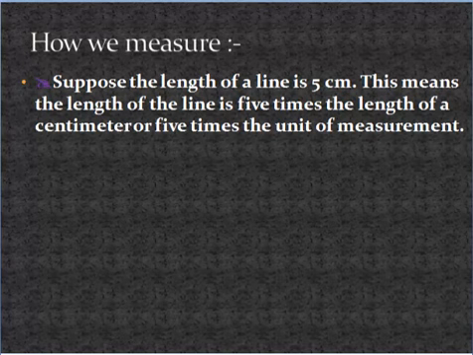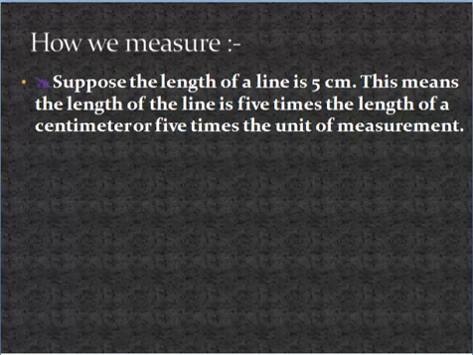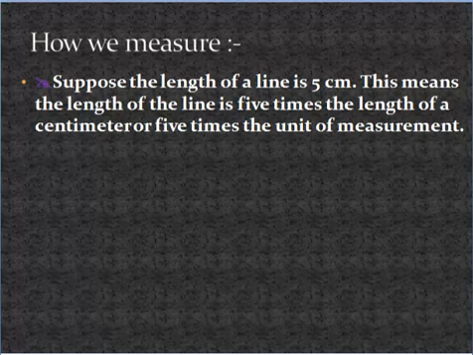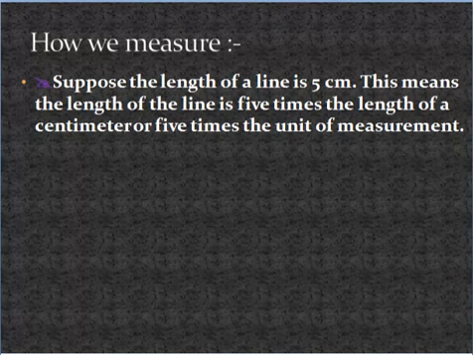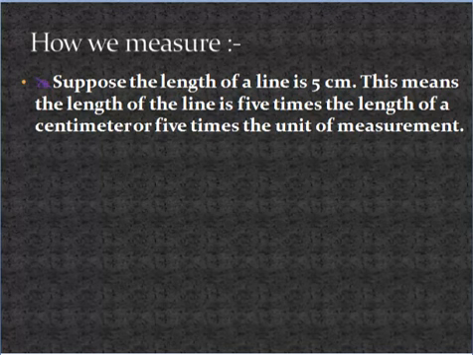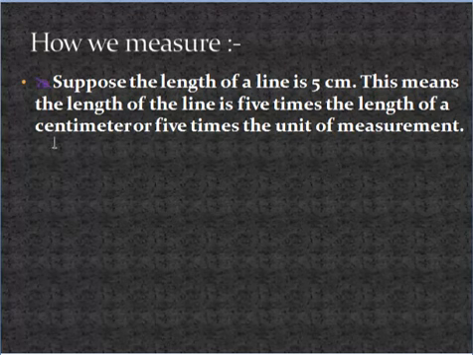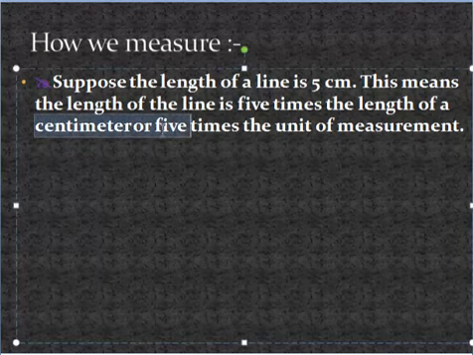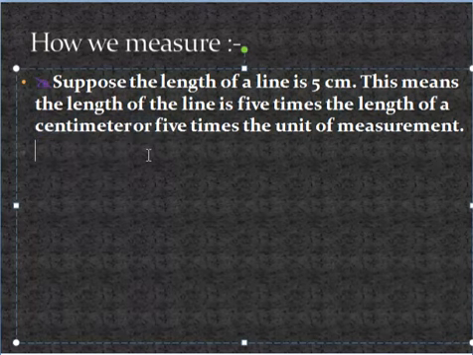We have centimeter as a unit. The length of the line will be centimeter multiplied by 5. Then what is 5 centimeter? It is 5 times the length of a centimeter, or 5 times the unit of measurement. We have taken centimeter as the unit here. So we can say that the length of the line is 5 times the unit of measurement. The unit of measurement here is centimeter.